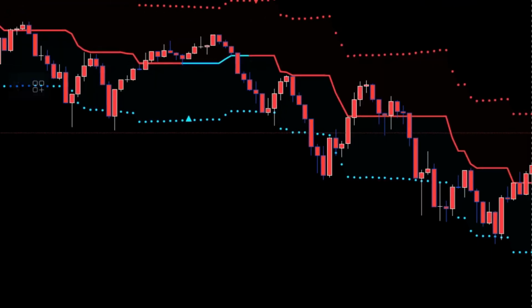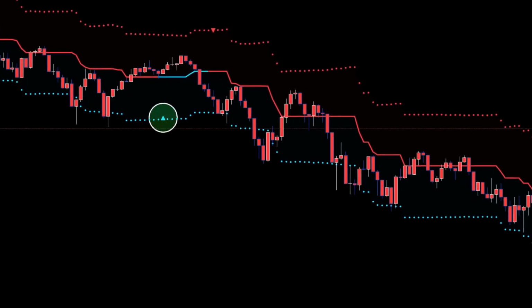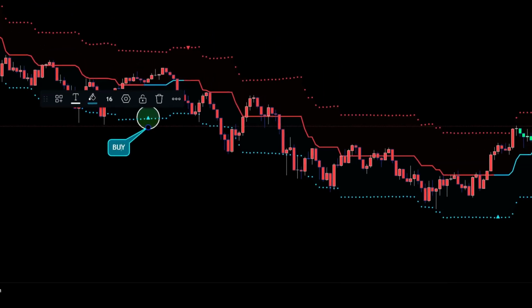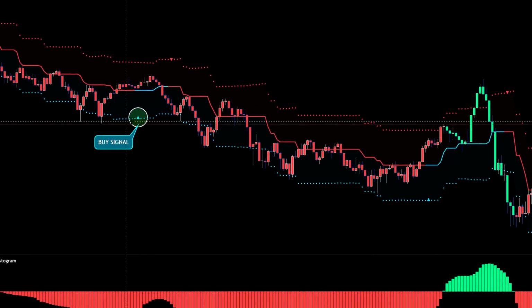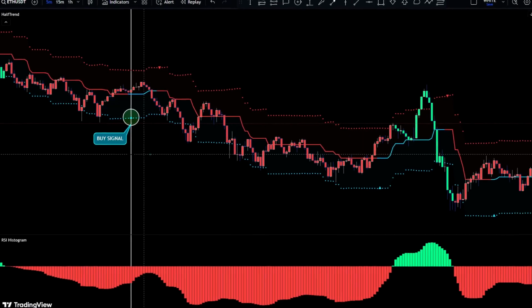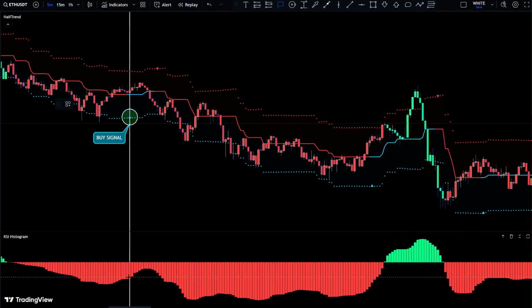Alright, let's take a look at this example. We've got a buy signal from the half trend indicator, but we need to check the RSI histogram before jumping into the trade. Notice how the histogram is red. This tells us that there's bearish momentum in the market, meaning the overall trend is still down. So even though we have a buy signal, the RSI histogram helps us filter out this counter trend signal.